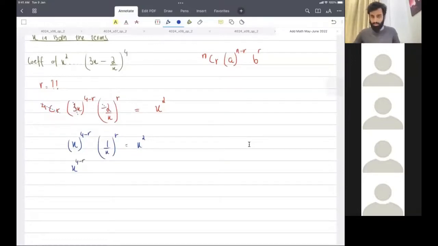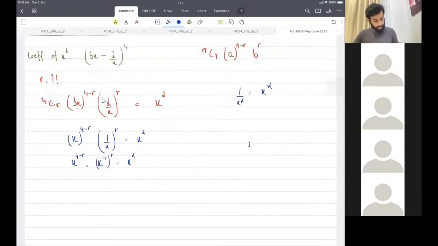So you have x raised to the power 4 minus r as it is. On the x, what if you have 1 upon x square and you bring it to the numerator? Then it will be x to the power -2. Yes. So this will become x to the power -1 raised to the power of r is equal to x square. Now what are we looking at?